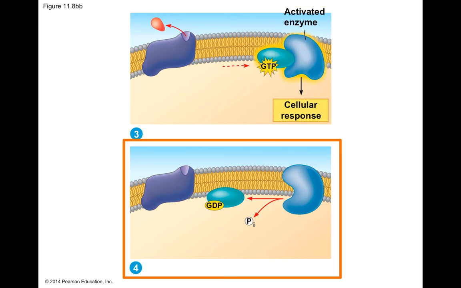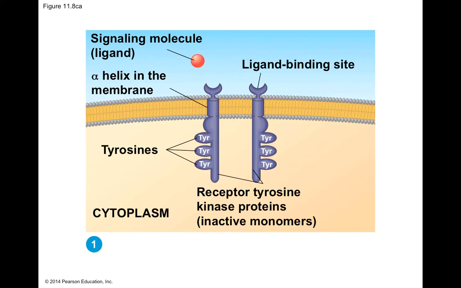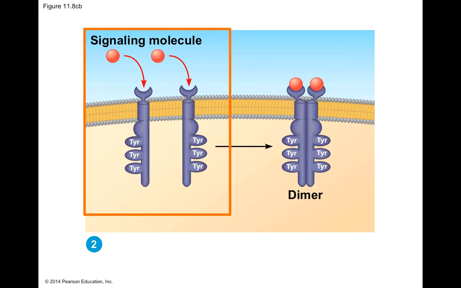When it's finished doing its job, the G protein becomes inactive again and waits for the next signal. Next are the tyrosine kinases. If you look at the name, it ends in an -ase, so that means it's an enzyme. Kinases are enzymes whose job it is to phosphorylate things, and these tyrosine kinases will attach phosphates to tyrosines, hence the name. In its inactive form, tyrosine kinases are found as two monomers.